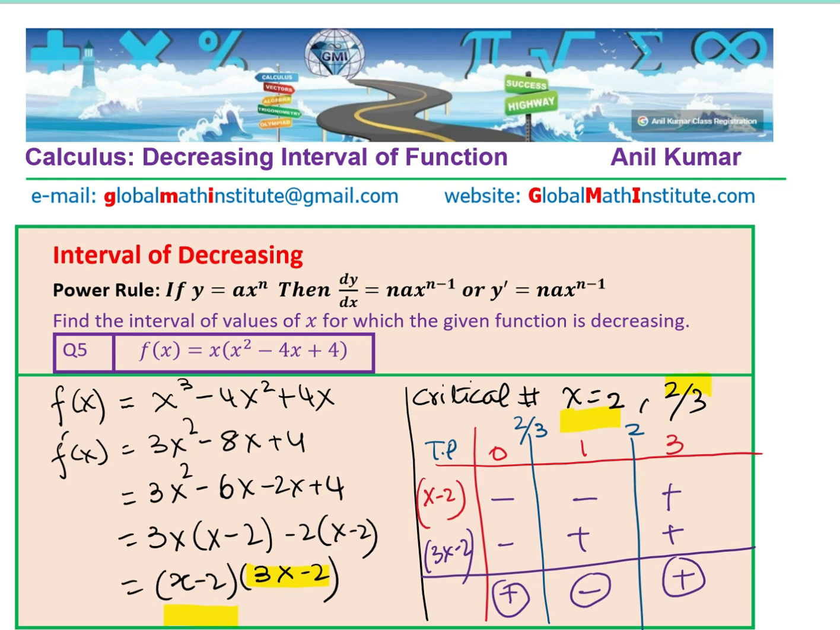That means the function is increasing, then decreasing, and increasing. So the decreasing interval is between 2 by 3 and 2, correct? So therefore, we can say it is decreasing when x is between 2 by 3 and 2. Normally, we prefer not to write the greater than or equal to sign. So we exclude the boundaries while we write the decreasing and increasing intervals. So make that a point, okay? So I hope this is absolutely clear.